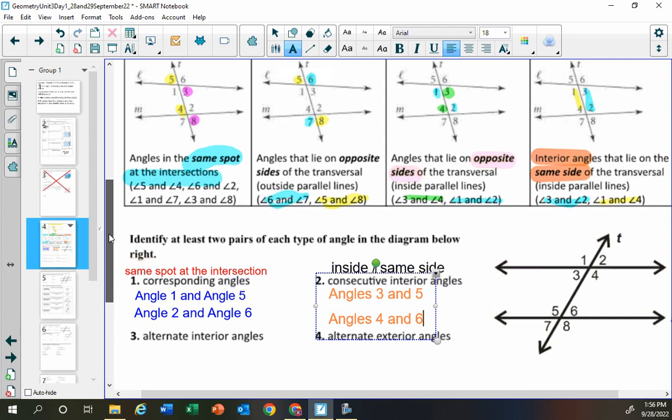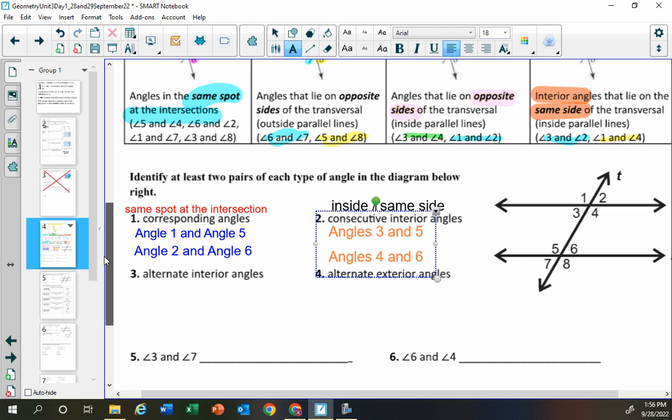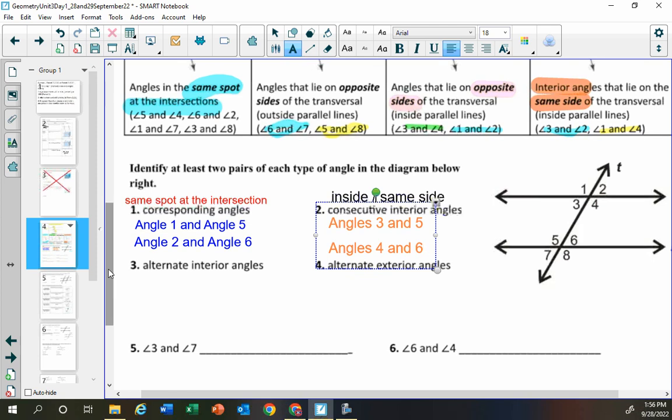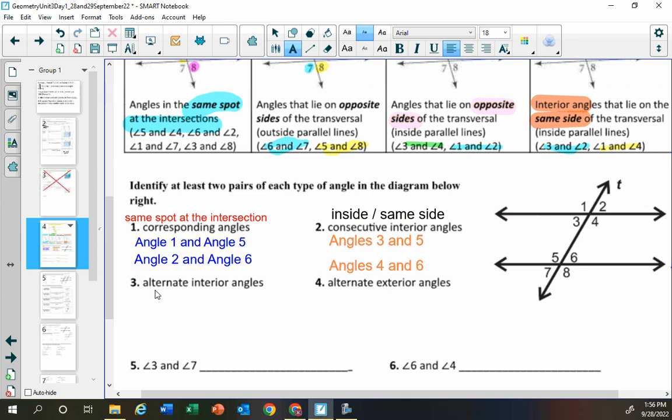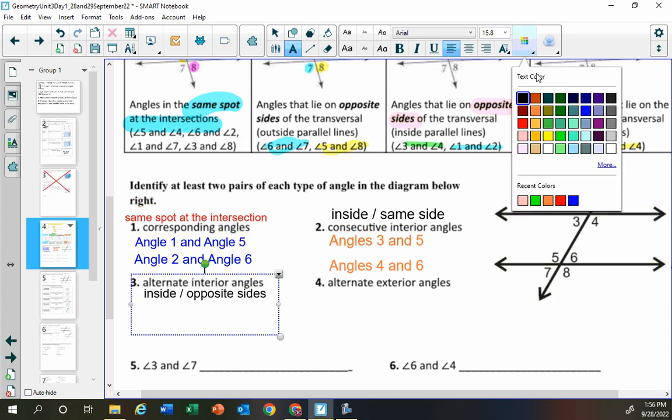Now what about alternate interior angles? Angles that lie on opposite sides. So it's inside, opposite sides. Inside, opposite side. Very good. Inside, opposite sides. Well done. Good answer. So therefore, all right, somebody pick an inside angle. Angle 4. All right.